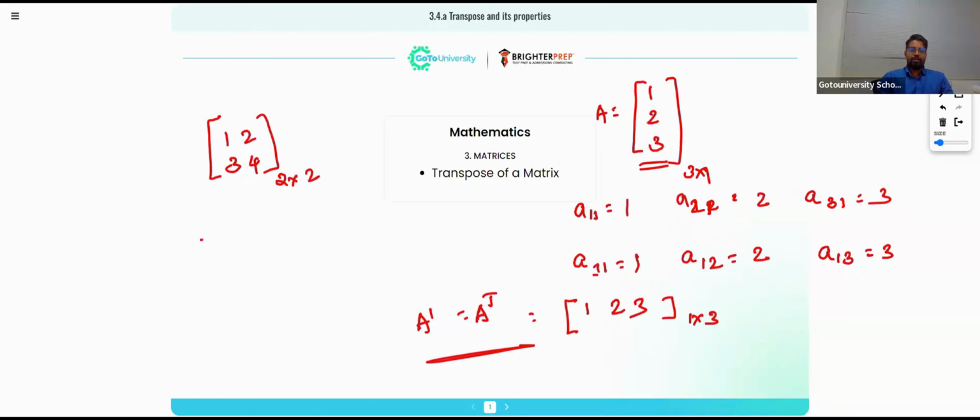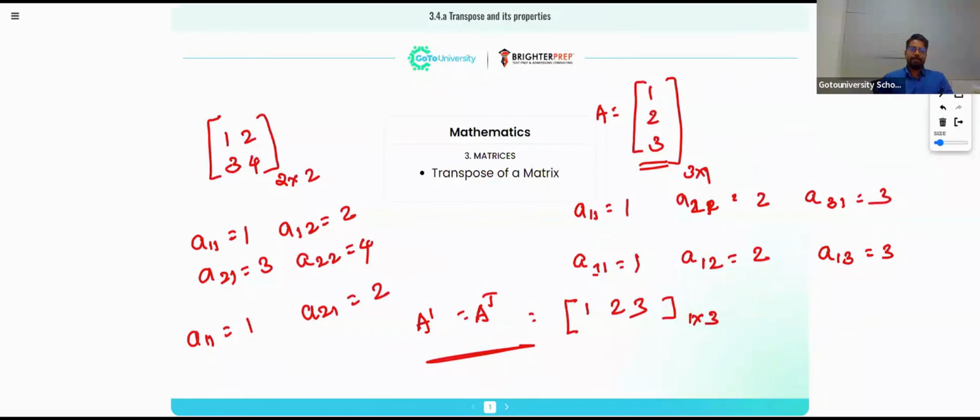Okay. So what is A11? 1. A12? 2. A21? 3. A22 is 4. Now what are we going to do? Apply the same concept. If i and j are equal, the value will not change. Now A12 will become A21, which is 2. Right? Now A21 will become A12, which is 1, and A22 will remain as 4.